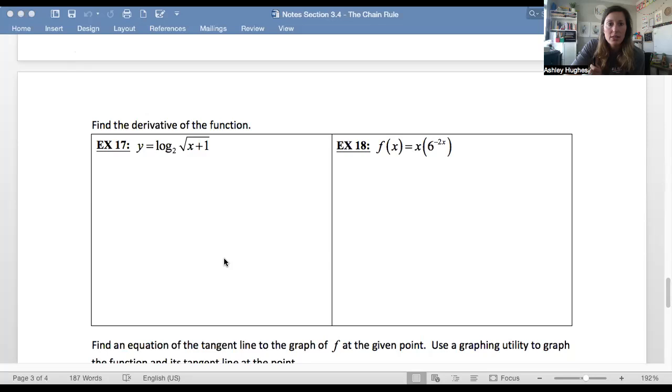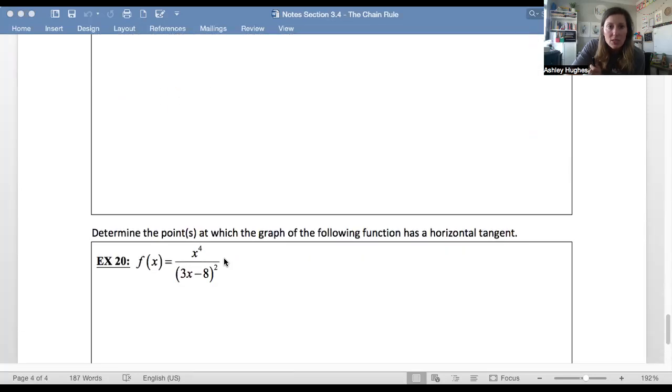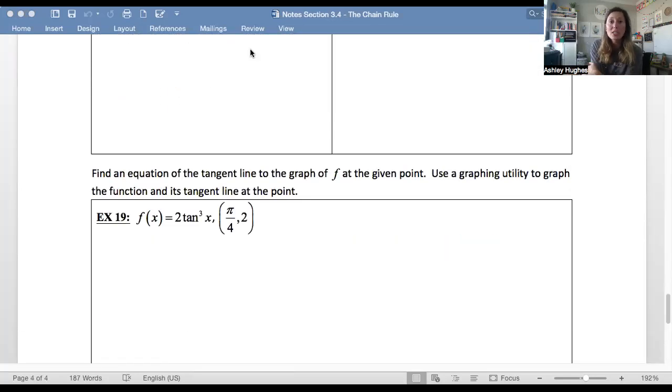Is this the last example? Yeah, 2 more examples. This says find the equation. What do you do when you see the word equation? What do you say? Equation, point, slope. Equation, point, slope. So I have a point, I have a slope. The point is given to me. The slope means find the derivative. That's what calculus is all about, the derivative.